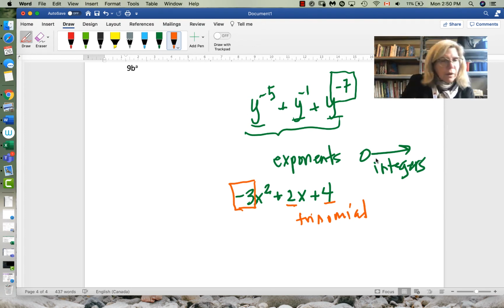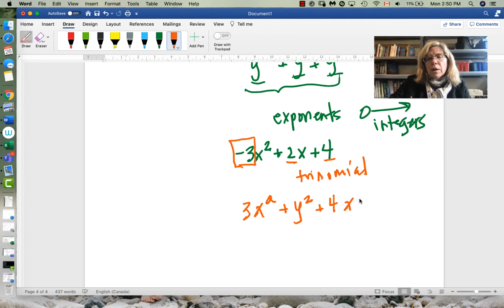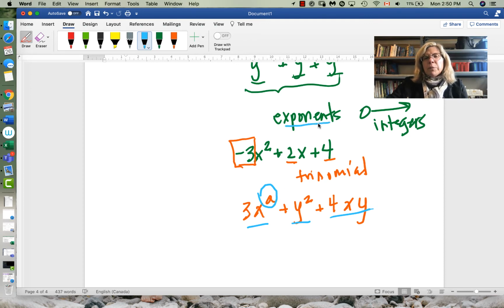Okay, how about 3x to the a plus y squared plus 4xy. What do you get from that? Is that a polynomial? You may be inclined to say yes, because it's got these three nice terms and it seems to be doing fine, except that another rule is that you are not allowed to have a variable as an exponent. So your exponents have to be 0 and greater, and they can't be variables. No variables.